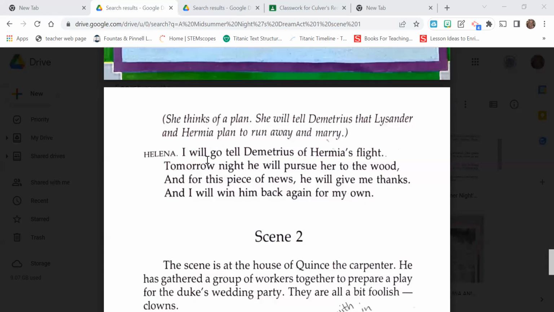She says, "I will go tell Demetrius of Hermia's flight. Tomorrow night, he will pursue her to the wood. And for this piece of news, he will give me thanks. And I will win him back again for my own."